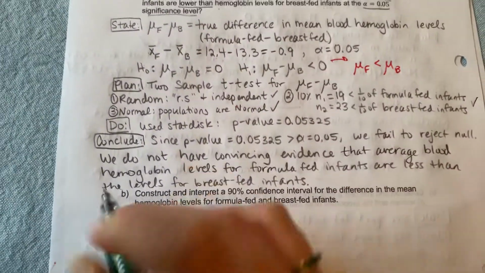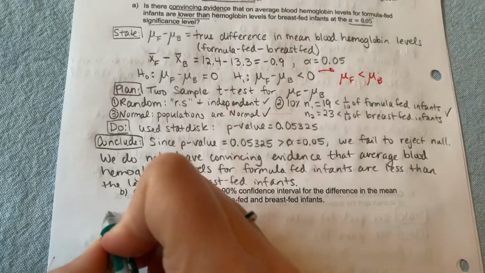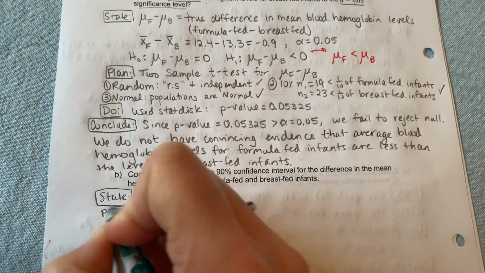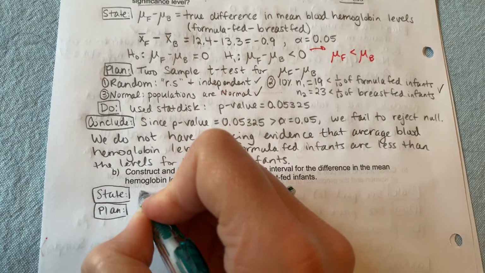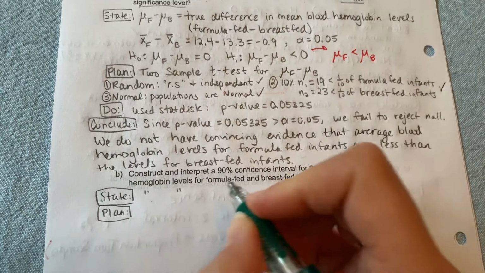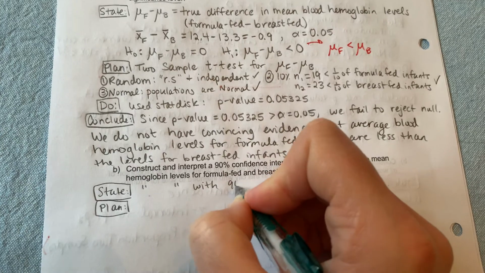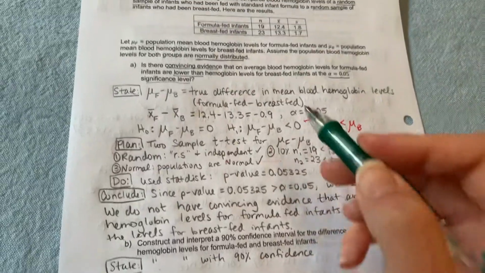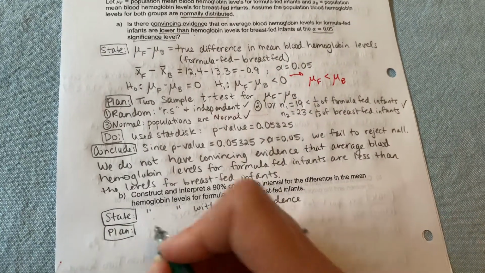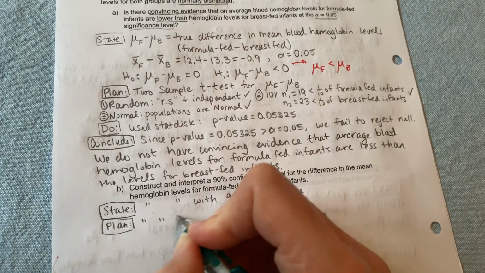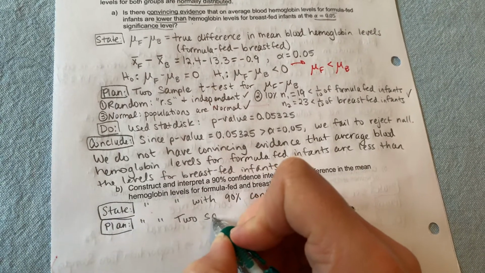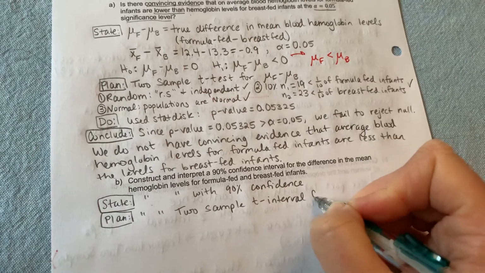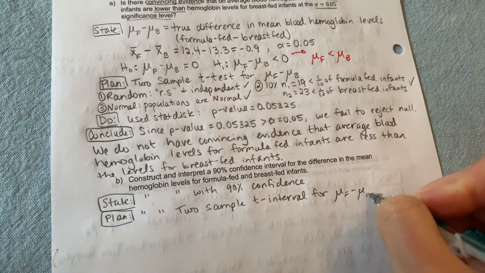How's that? Oh, wait, I forgot, and I have a feeling you will too. There are a few things that we need to state and plan that were different from what they are in Part A. So I think we can say, I'm just going to put quotes this time from above from Part A, but with 90% confidence. Remember, I have to state my confidence level for a confidence interval, and I only had a significance level up here, so it's important to have a confidence level down here. My plan, again, the conditions are the same, but my test or my procedure name is different. This is a 2-sample T interval for mu sub f minus mu sub b.